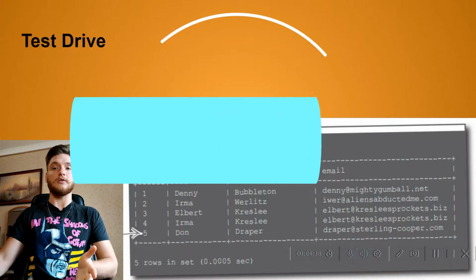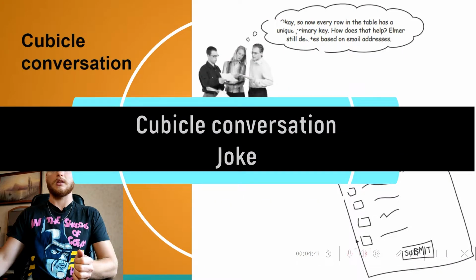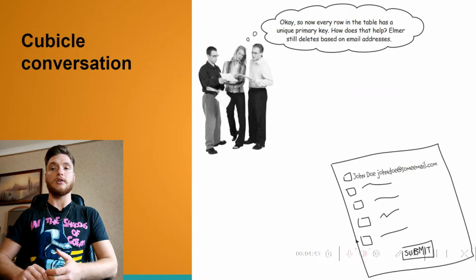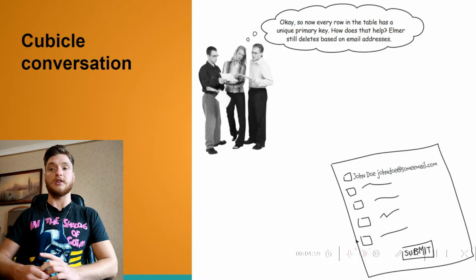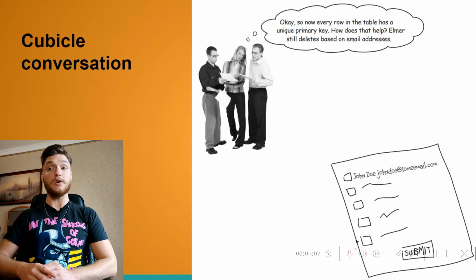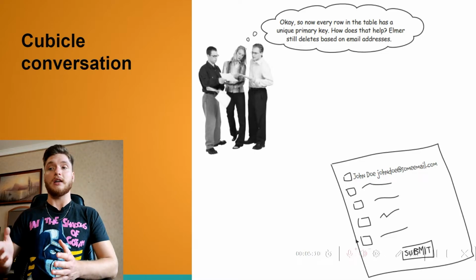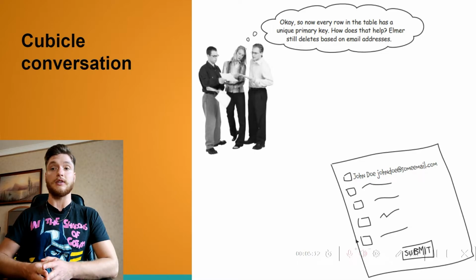Cubicle conversation. Okay, so now every row in the table has a unique primary key. How does that help? Elmer still deletes based on email addresses. Joe: the problem is that the user needs to pinpoint rows of data using the primary key instead of the email addresses. Frank: That's right, so we just need to change the form so that the user enters the ID of the customer instead of their email addresses.